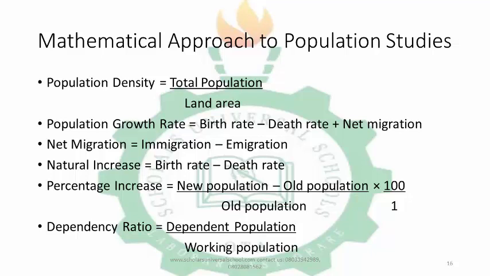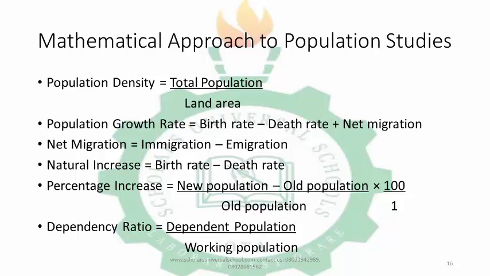To calculate our population growth rate, we'll have to subtract the death rate from the birth rate, then add the net migration. Net migration simply means the difference between immigration and emigration. So you subtract the number of people leaving the country from the number of people coming into the country, and you get the net migration.